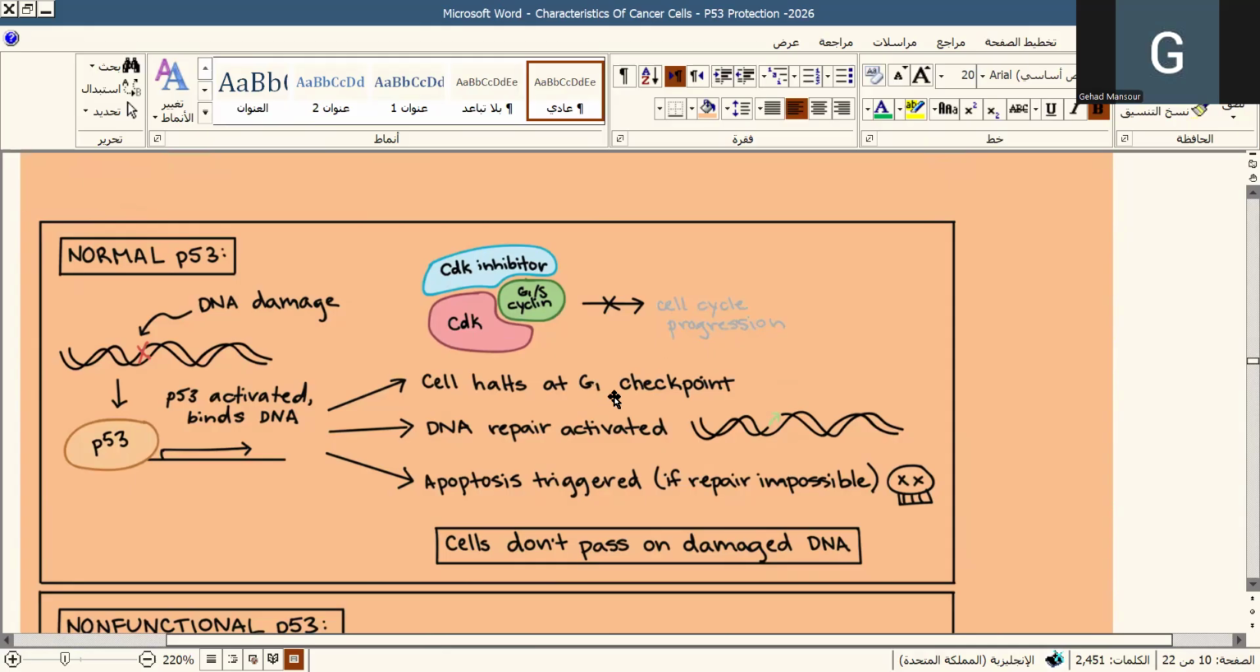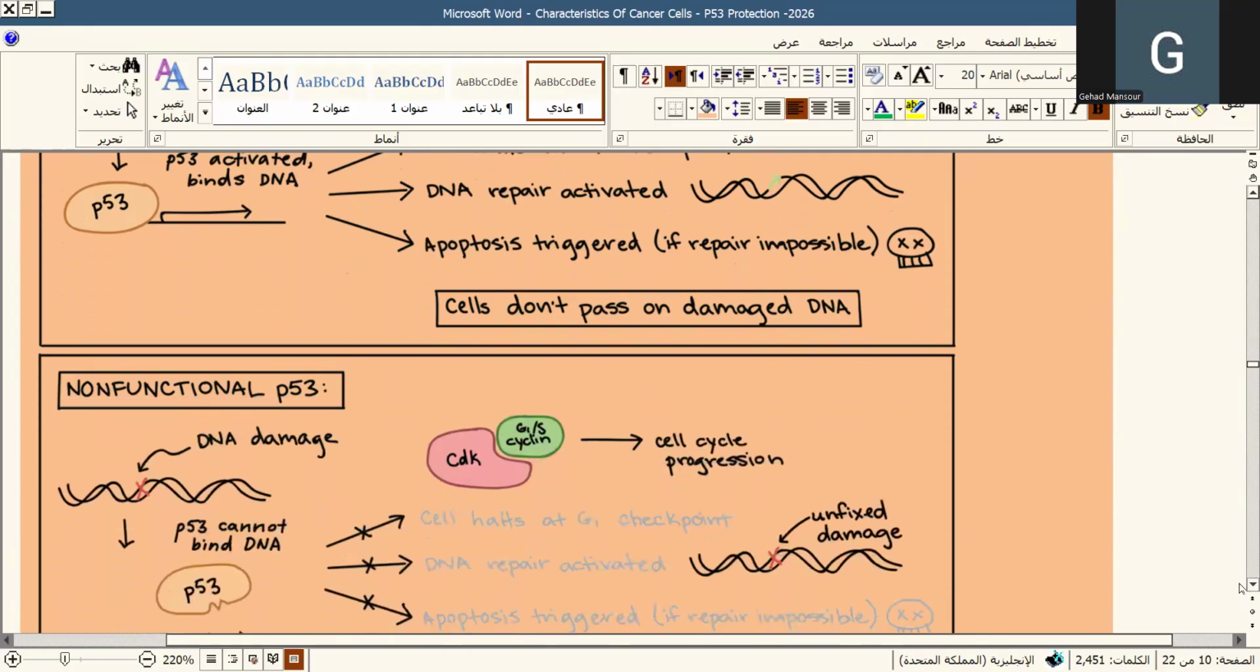So it will stop the cell cycle at the G1 checkpoint in order to buy time for repair of the DNA. And if the DNA damage proves to be irreparable and the repair proves to be impossible, then there will be triggering by P53 of apoptosis.